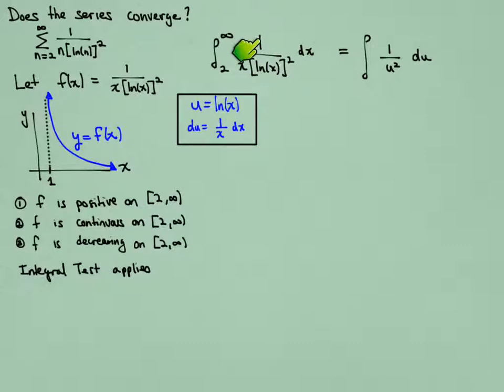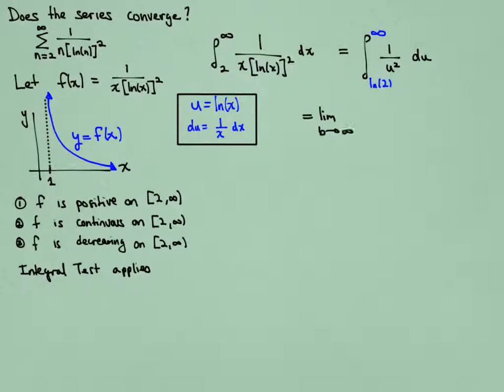I'm really just integrating 1 over u squared, and the 1 over x gets swallowed up into the differential du. This is an improper integral from 2 to infinity. When x is 2, I will start now in the new integral at log of 2, and as x gets large, the logarithm goes to infinity as well. So I'm going to be now integrating from log of 2 to infinity.